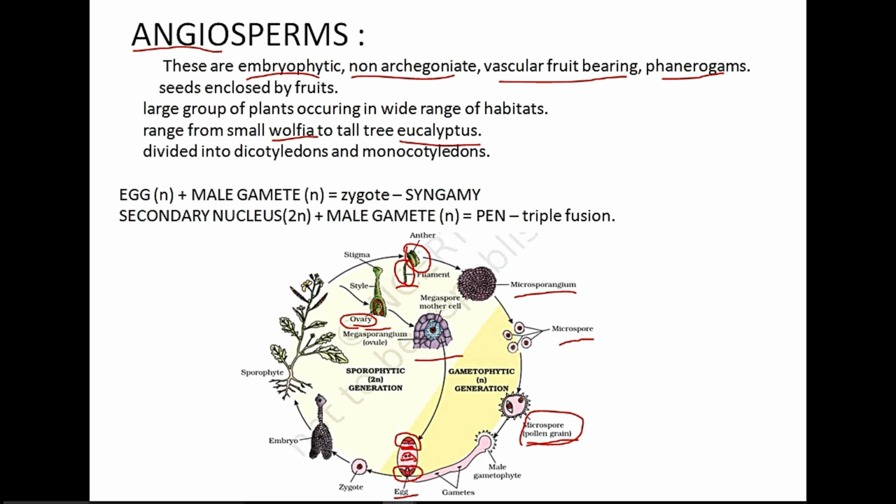So here the pollen grains after dispersal from the anther are carried by the wind. Carrying by the wind is nothing but anemophily, or by water, hydrophily, or by various other biotic agents like animals, which is nothing but zoophily, to the stigma of the pistil. This is termed as pollination.